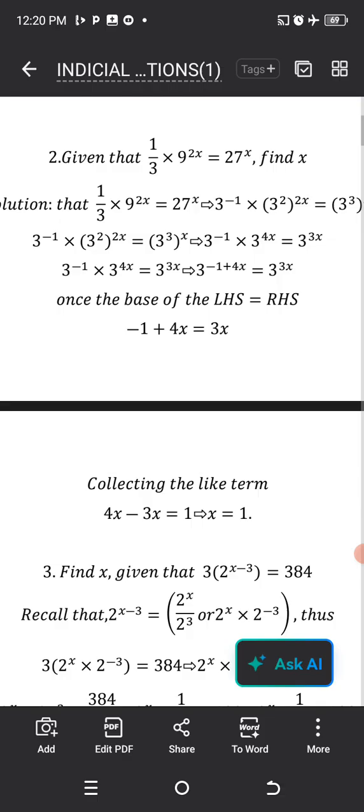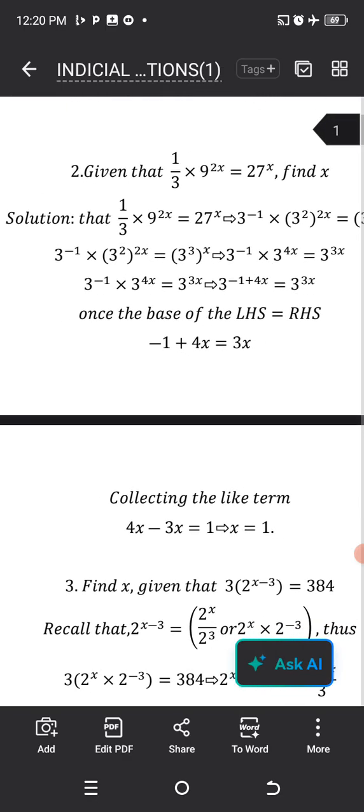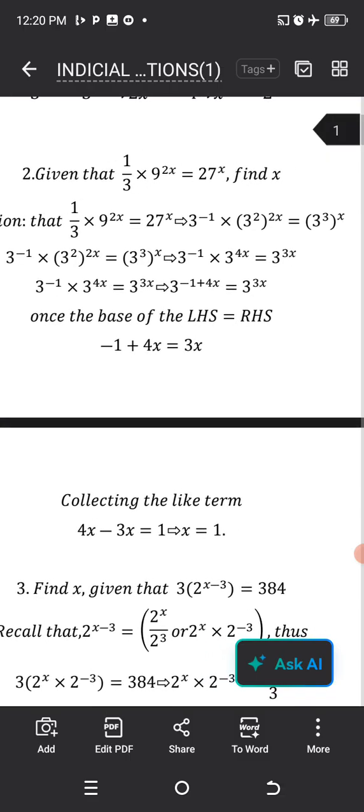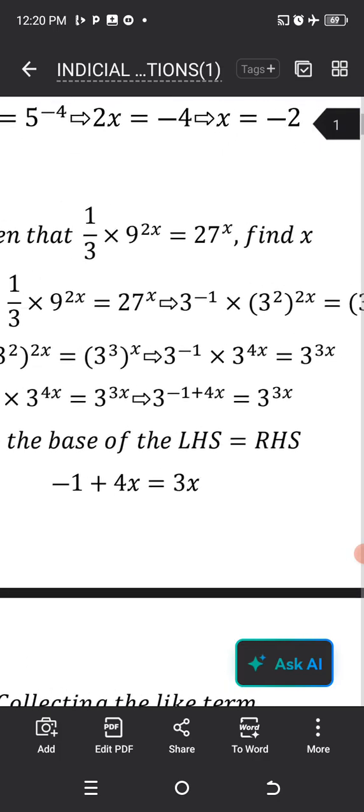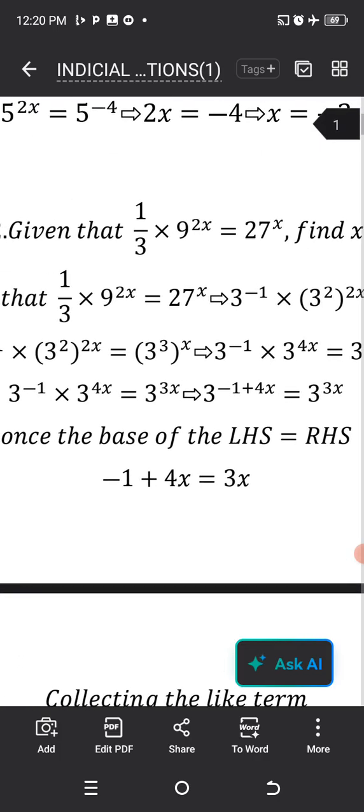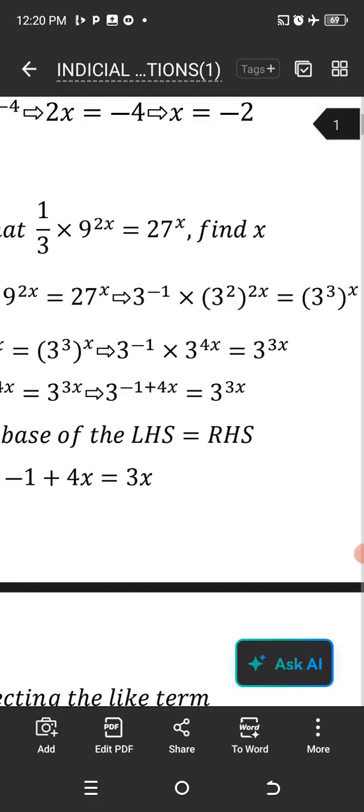So now we move further. You see that the expression has now been written as what? 3 raised to power minus 1 multiplied by 3 raised to power 4x. And in the first line of that solution, you can see that we change them to what? Inside the parentheses, that changes to 3 raised to power 2. That is 1 over 3 multiplied by 9 raised to power 2x equals 27 raised to power x, which eventually changes to what? 3 raised to power minus 1 multiplied by, inside the parentheses, 3 raised to power 2, which is also the same thing as 9.